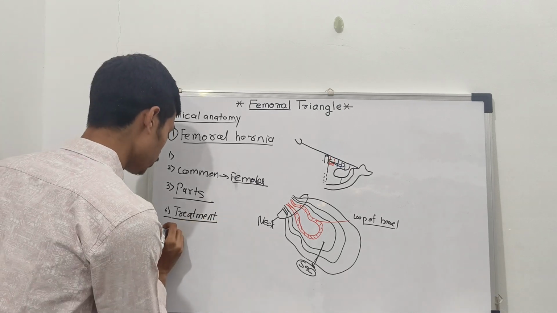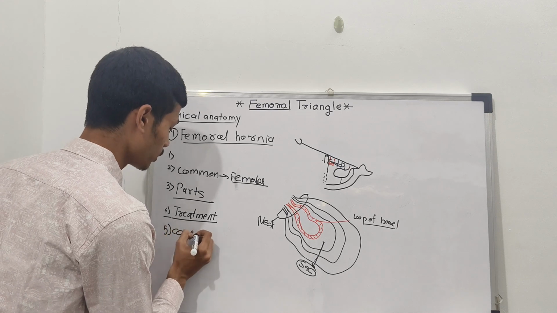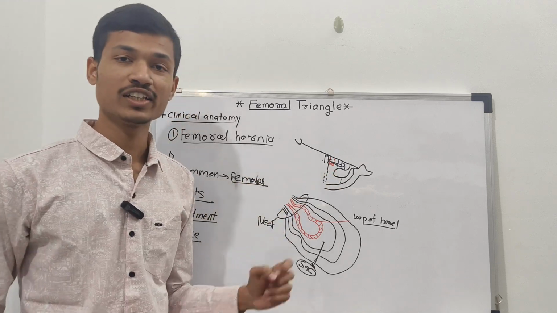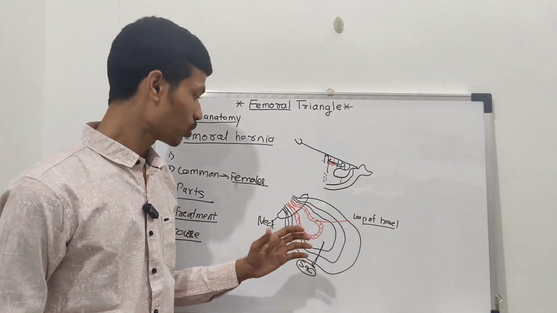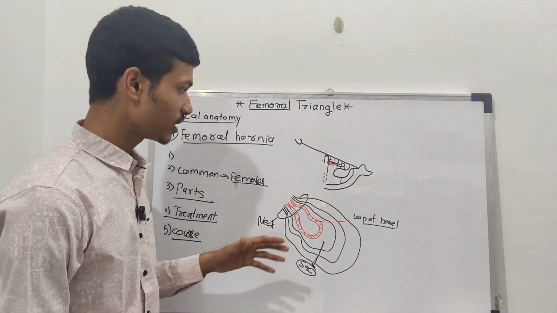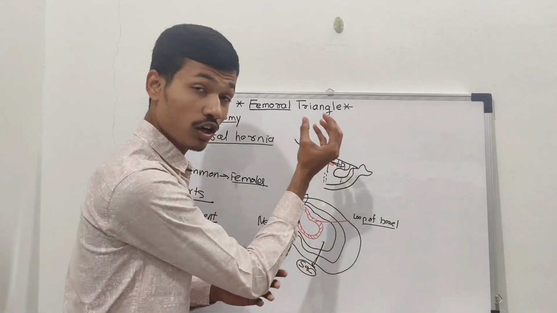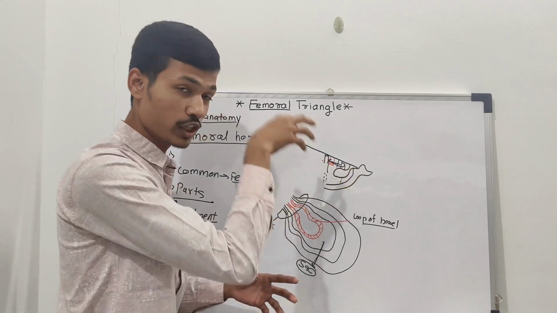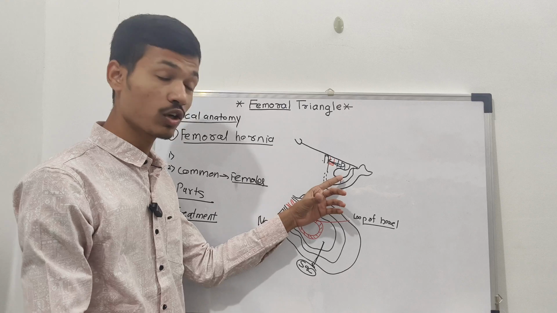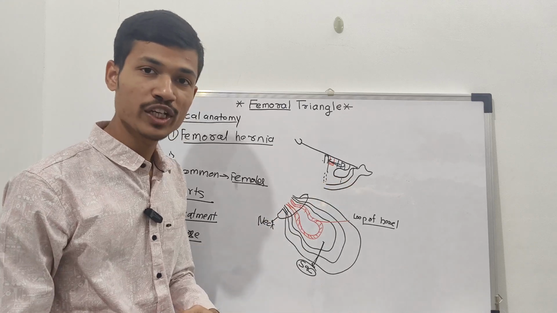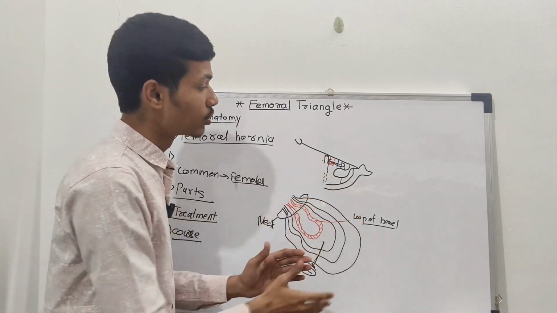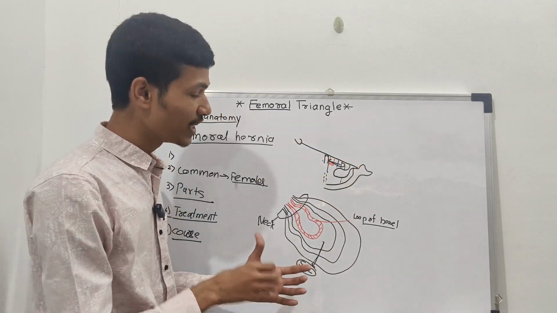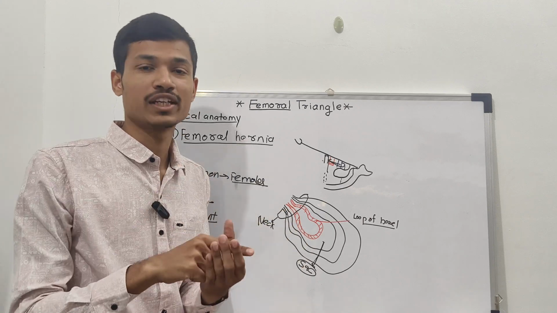The final point is the course. What is the course followed by this loop of bowel during the hernia? The loop of bowel, or small intestine, first goes downward via the femoral canal, because it is the point of potential weakness from where it can protrude outside. Then it goes forwards through the saphenous opening.